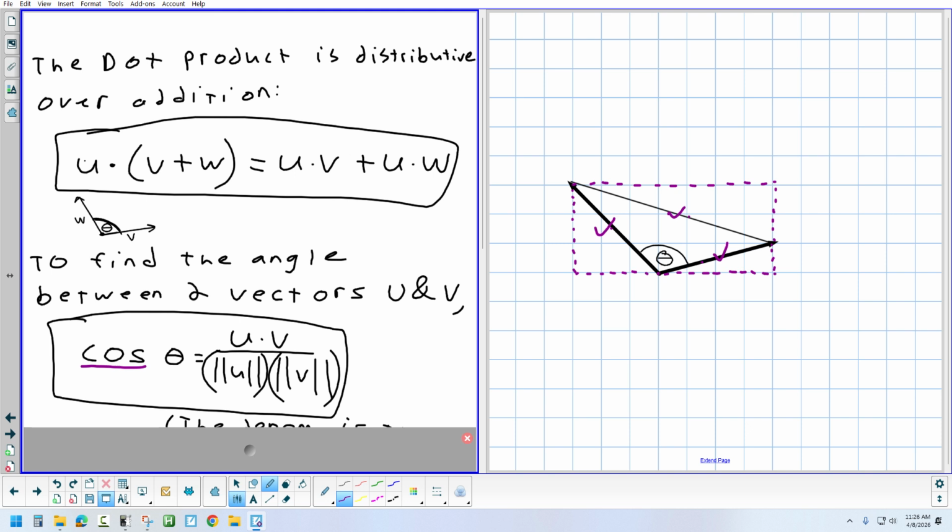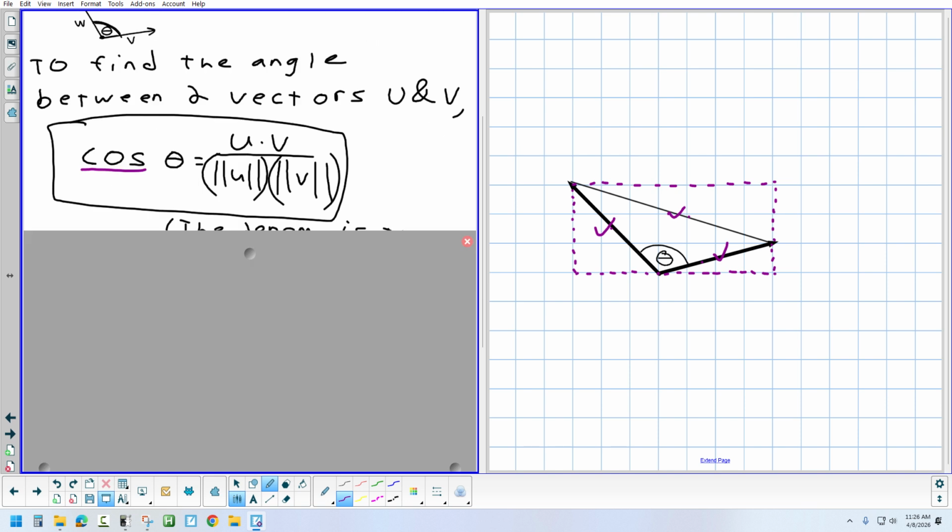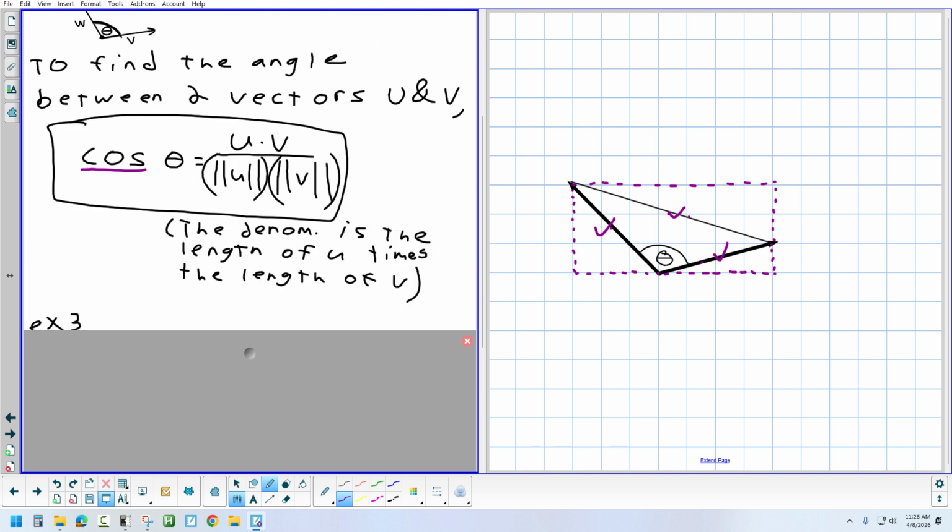Right? So the entire problem turns into 3 much simpler steps than that. Find the dot product, find the length, find the length. So you still got to find 2 of the lengths, but you don't have to find the 3rd one, and you don't have to do the entire law of cosines. Okay, so it's the dot product divided by the product of the length of u times the length of v.